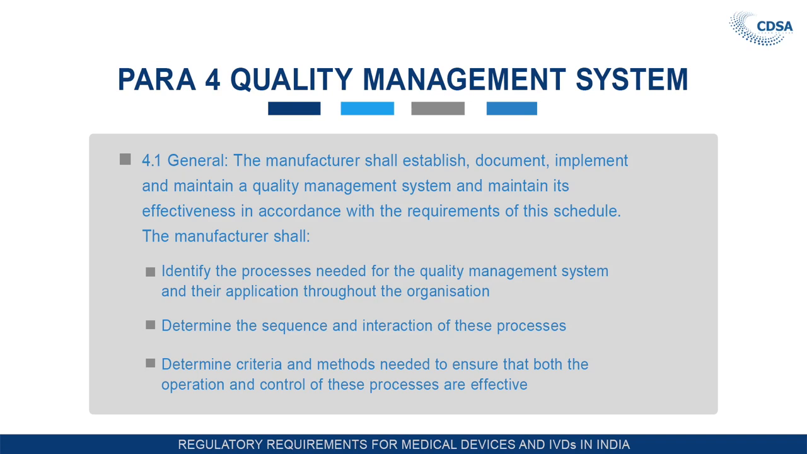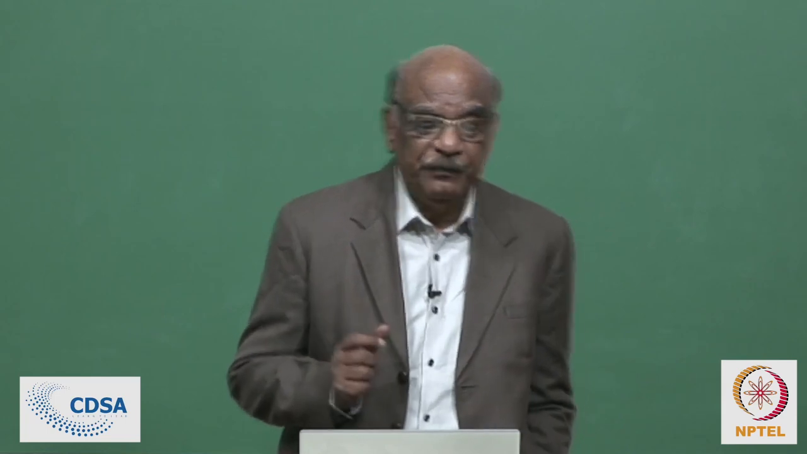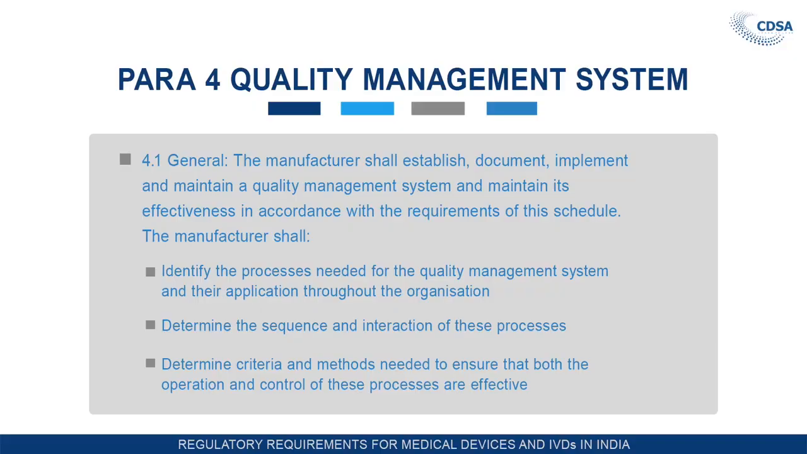The manufacturer shall identify the processes needed for the quality management system and their application throughout the organization. He has to identify the processes, the small processes that I mentioned earlier. Those processes have to be identified by the management and put forward as a part of the validation system. B, determine the sequence and interaction of these processes.